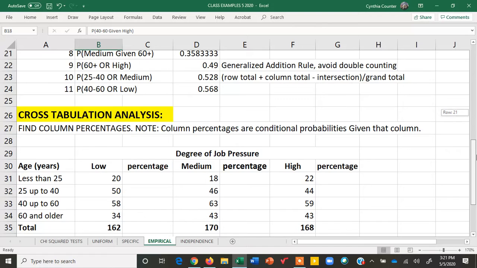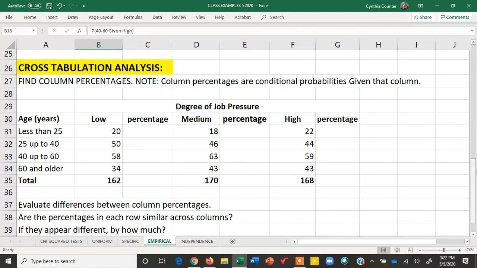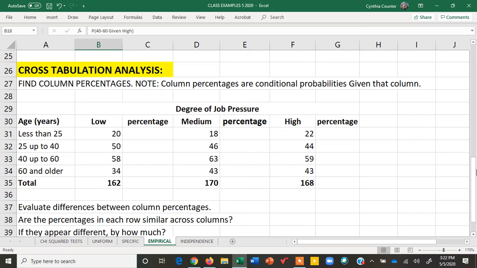The last thing I want to show you is cross-tabulation analysis. And in here, we're actually just looking for conditional probabilities given specific columns. So for cross-tabulation analysis, we want to find these column percentages. So here, this column percentage, we have 20 out of 162, and because we want it as a percentage, we'll multiply by 100. I can make this a formula if I put the dollar signs around the denominator, because that won't change, but the numerator will change.